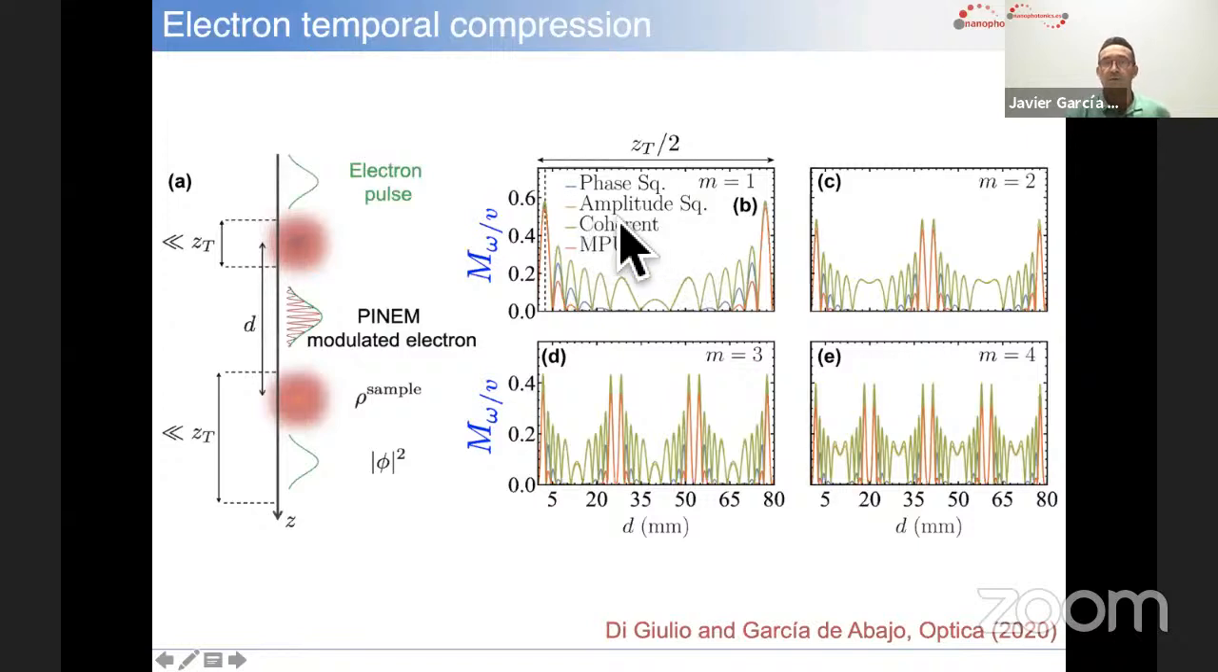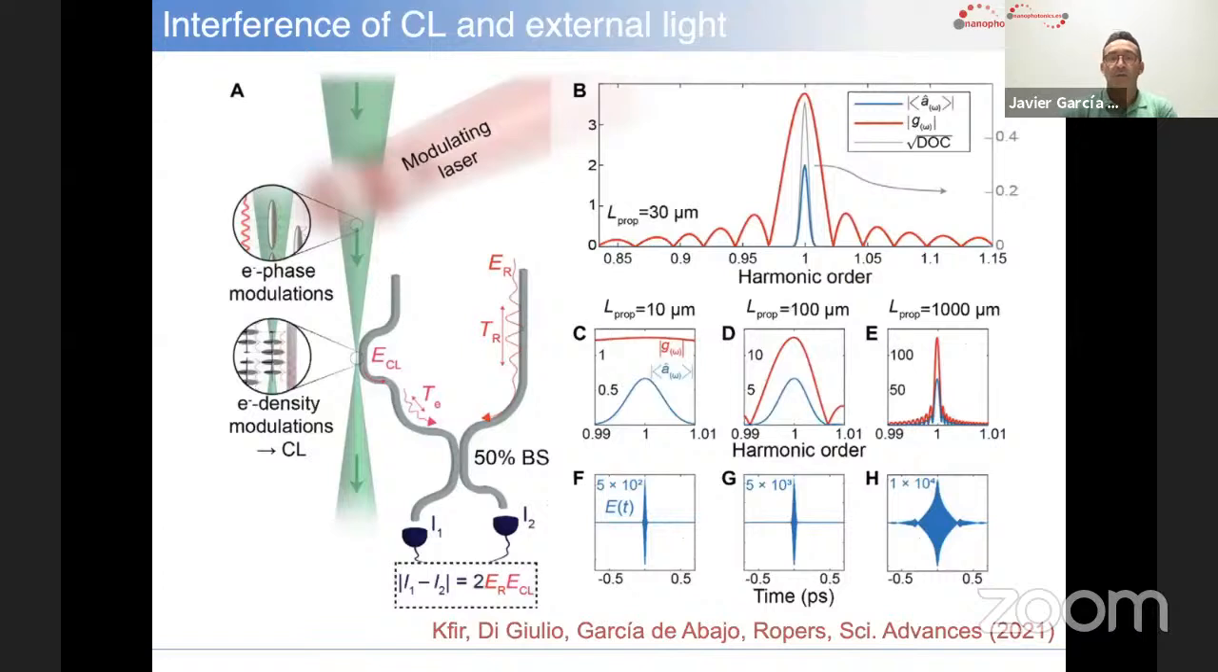But you can also use quantum light, for example phase squeezed or amplitude squeezed light, and then the characteristics of this coherence factor will be totally different. So you can in principle manipulate the quantumness of the electron pulses depending on the type of light that you are using.